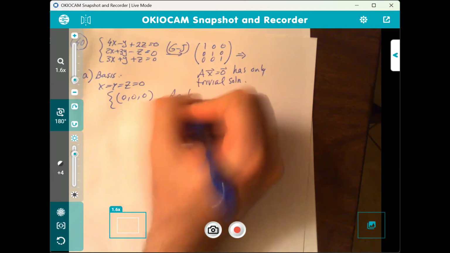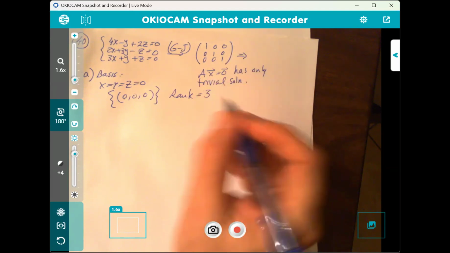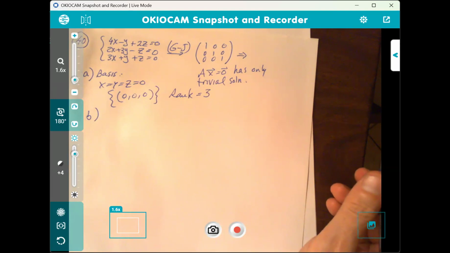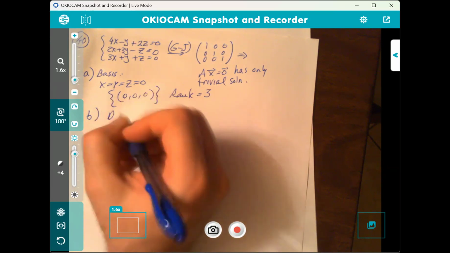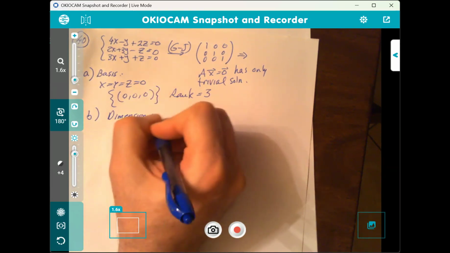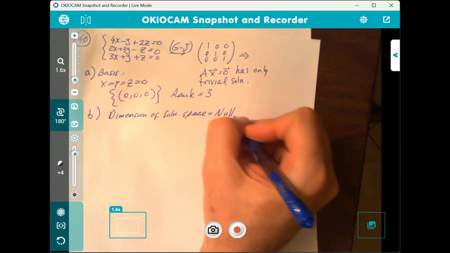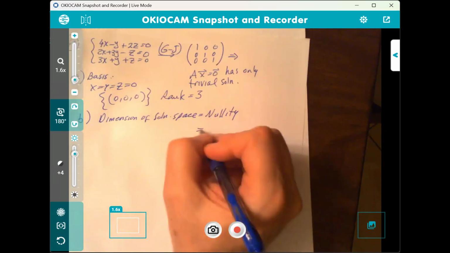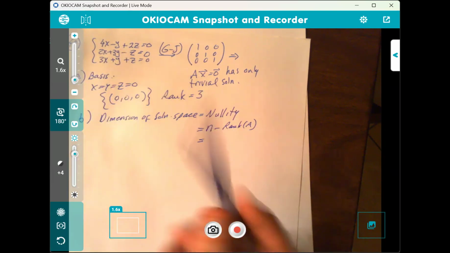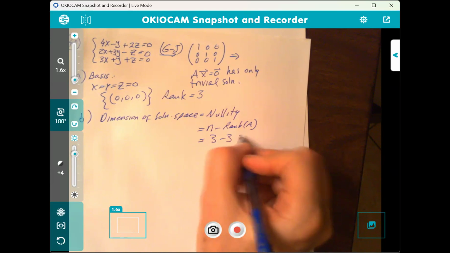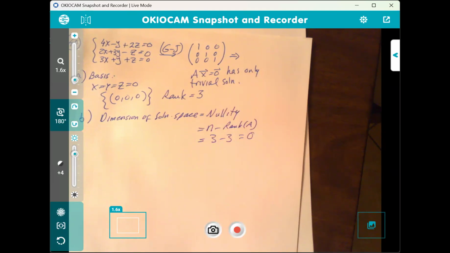And what is the rank? The rank of the matrix is going to be 3. This is a full rank matrix. In part B, it says the nullity. So the dimension of solution space, which is called nullity or the kernel. The nullity is simply number of variables minus rank of A. Number of variables, 3. Rank is 3. Nullity 0. You see that? Nullity 0 means the system has only trivial solutions.